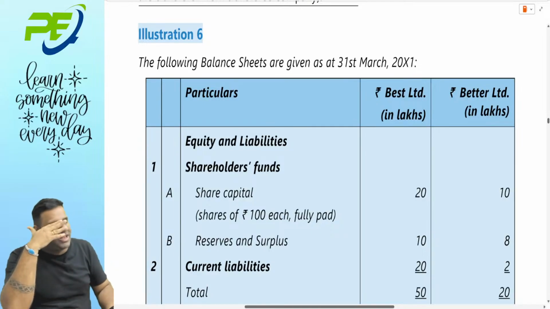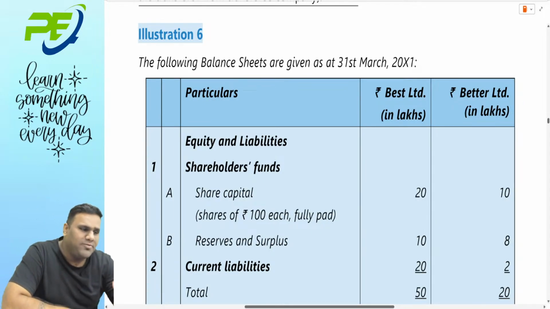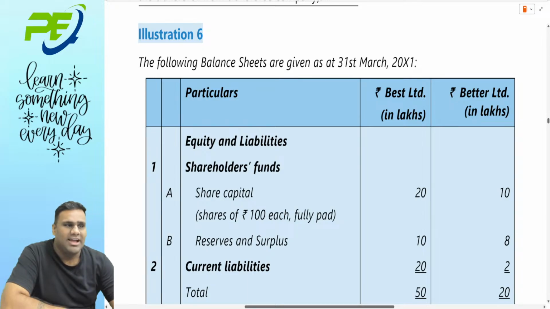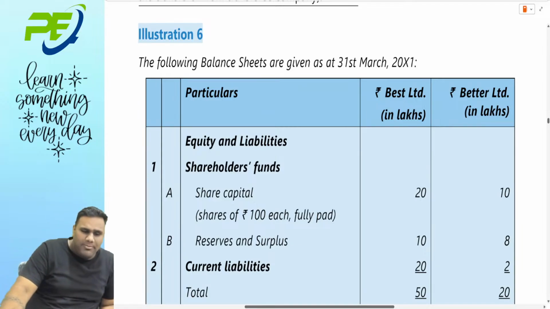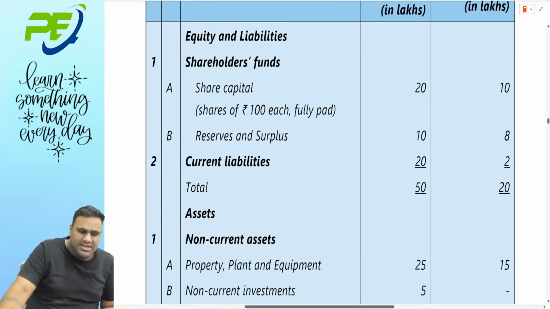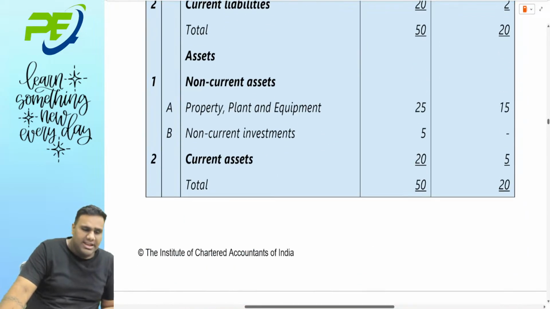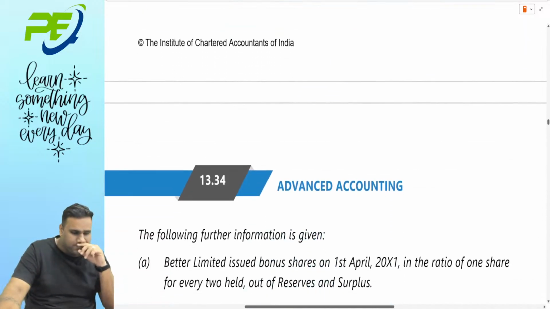Okay, so now let's begin the next illustration. Illustration number 6. This problem will take minimum 1 hour. It has all possible basic adjustments which are required. So let's begin. The following balance sheets are given as at 31st March. Best Limited and Better Limited: share capital, reserves, current liabilities, non-current assets. The best part is they don't have any notes.